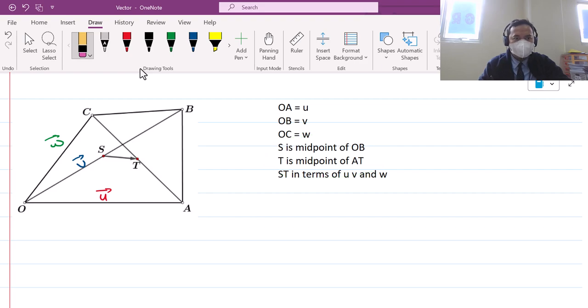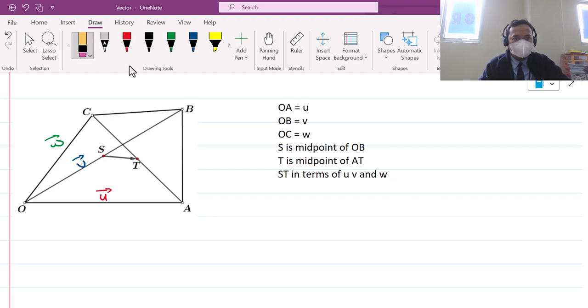They're the midpoints of OB and AC, which means that if I go from O to S, it will be half of OB. And the same thing if I go from A to T here, that will be half of AC. Now the question is, what is the vector of S to T in terms of U, V, W? You need to understand that when we have this kind of question, you only need to find a path which involves all of the vectors here, U, W, and V.